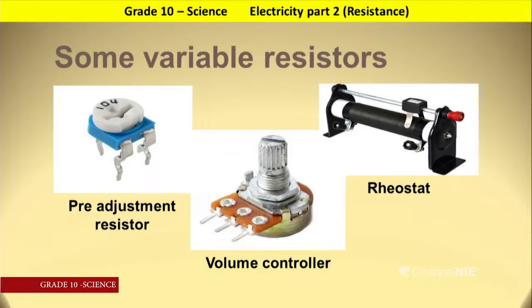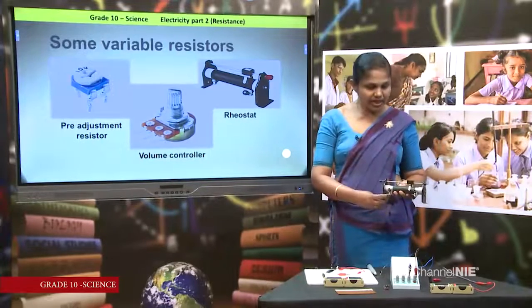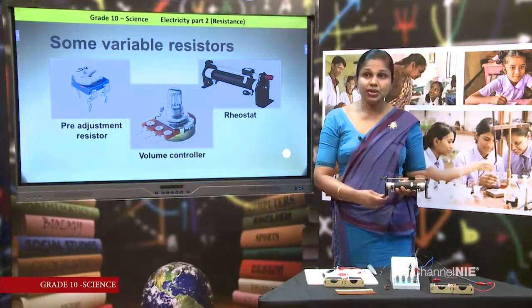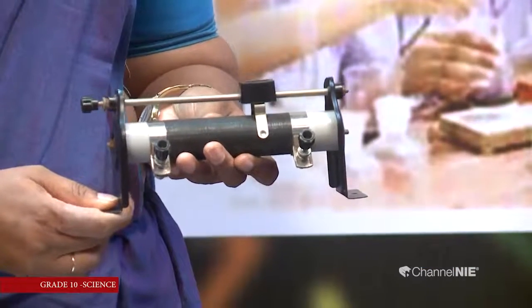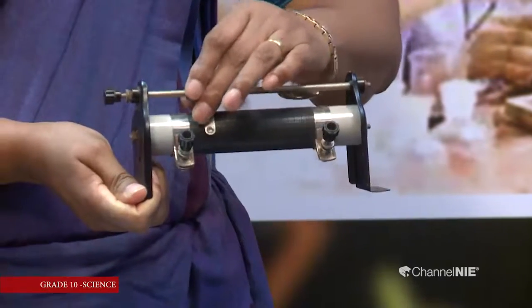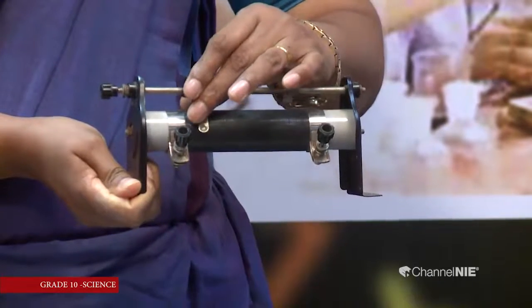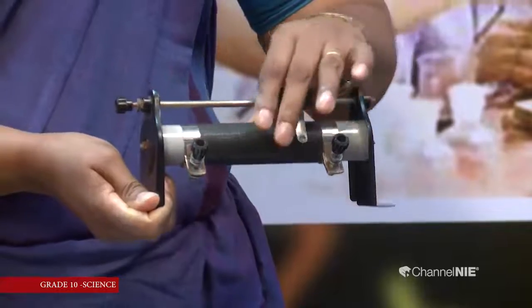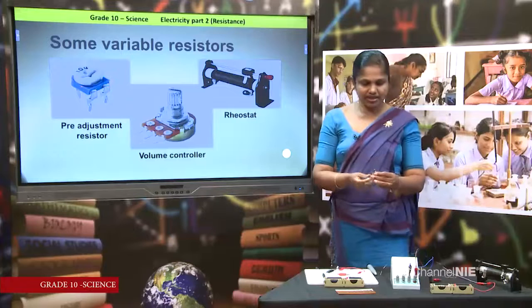I have a rheostat and another variable resistor. You know, this is familiar to you, children. This is the rheostat we used in the previous lesson. By changing here, this is the sliding contact. By moving this sliding contact, the value of the resistance can be changed. Okay? Right. This is another variable resistor.